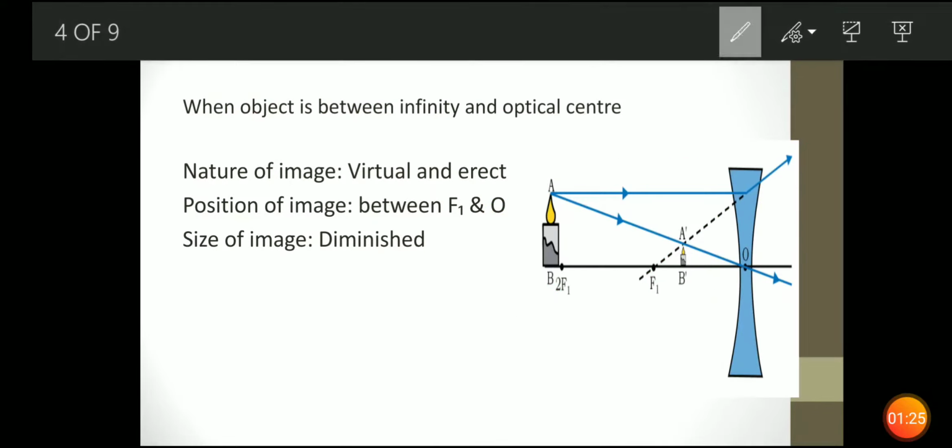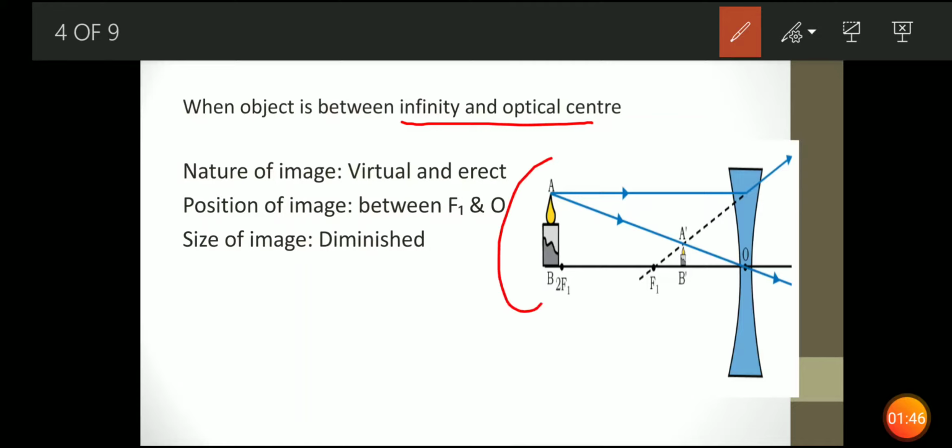Now next, when the object is between infinity and optical center, wherever you place the object between infinity and optical center, the image will be the same. आप जहाँ पे भी रखें, इमेज आपकी वर्चुअल एंड इरेक्ट बनेगी, between f1 and optical center बनेगी और diminished होगी, because concave lens आपको हमेशा वर्चुअल एंड इरेक्ट इमेज देता है.